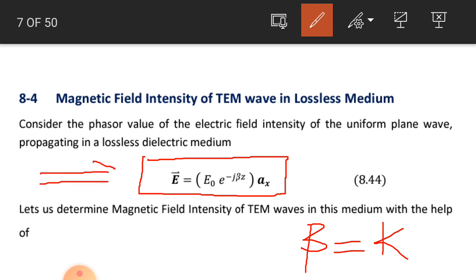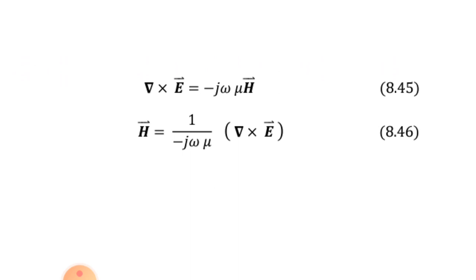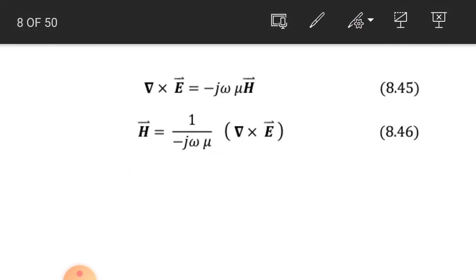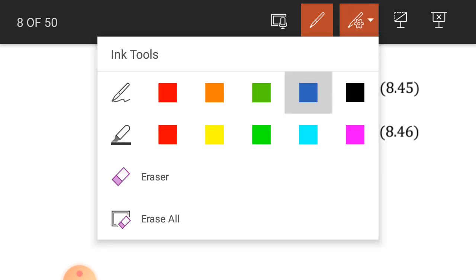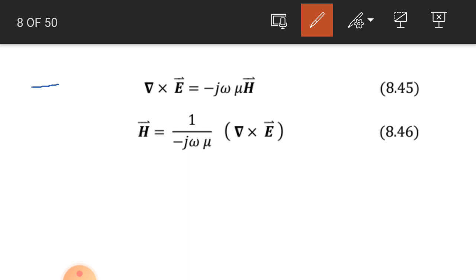We want to find out the magnetic field intensity of the transverse electromagnetic wave in a lossless dielectric medium. And in order to find it, we consider this equation of Maxwell. This equation of Maxwell is given in equation number 45, which says that the curl of the electric field intensity is equal to minus j omega mu H. And we can find out the magnetic field intensity with the help of this particular equation.